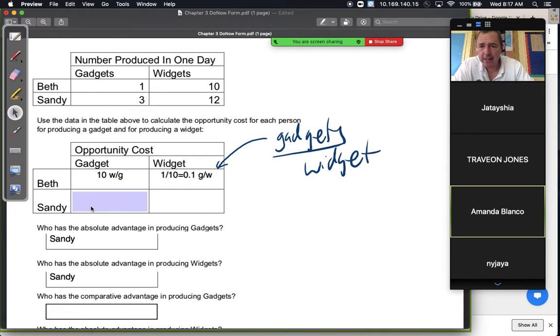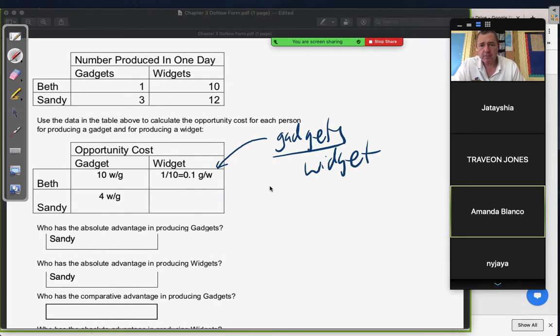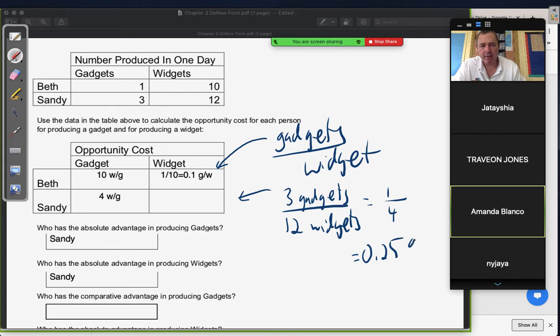Same thing down here. Sandy, I want to know how many widgets per gadget. It's going to be 12 over 3, which is 4. 4 widgets per gadget. And 3 over 12 is going to give me this number here. So she's giving up 3 gadgets per 12 widgets. So that's 1/4 or 0.25 gadgets per widget.